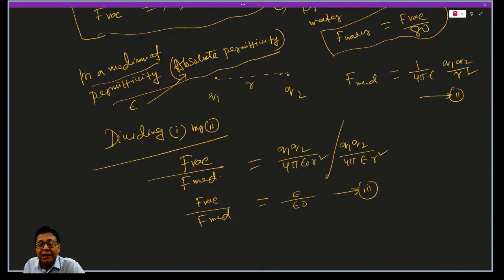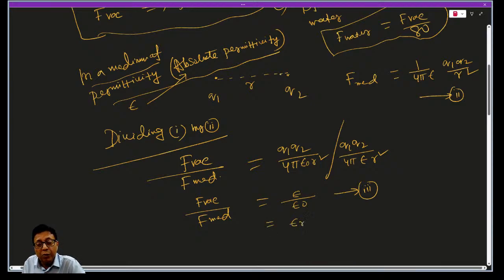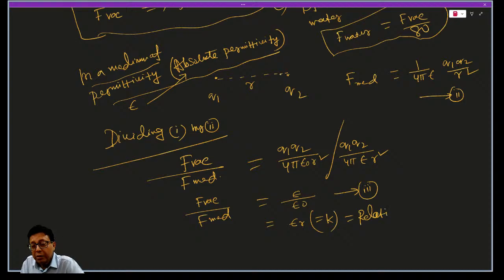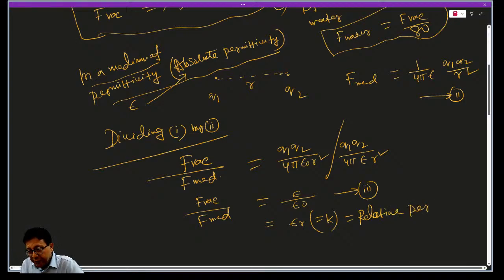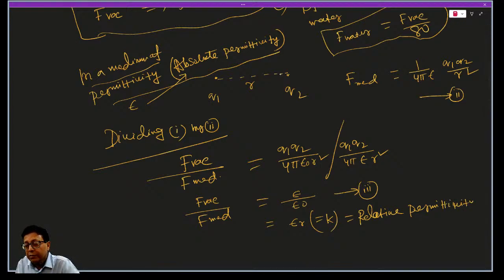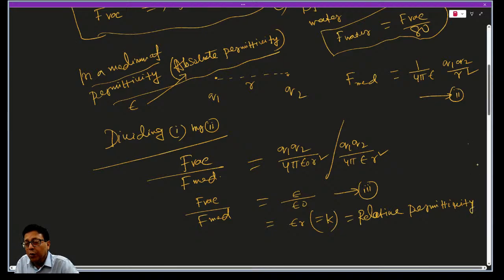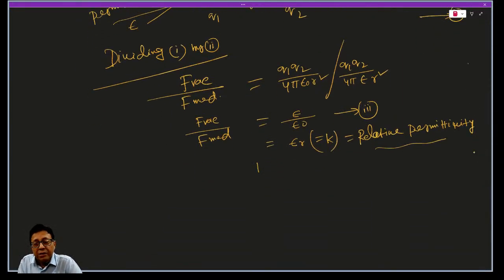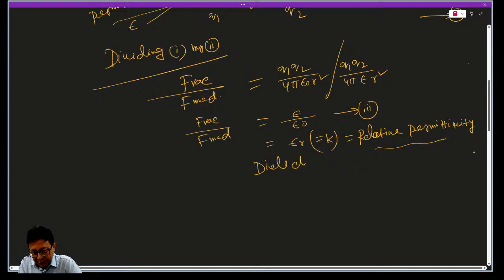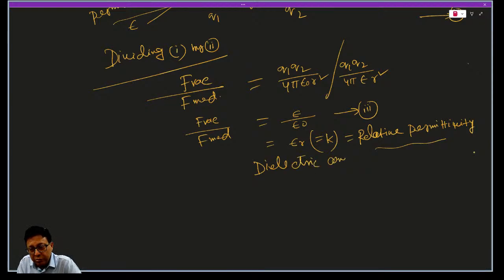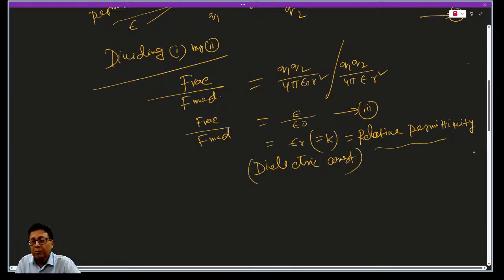This will be referred to as epsilon R or K. That is called relative permittivity or dielectric constant. You can refer to it as dielectric constant also. For relative permittivity we use epsilon R here. For dielectric constant, the same term, we write K.